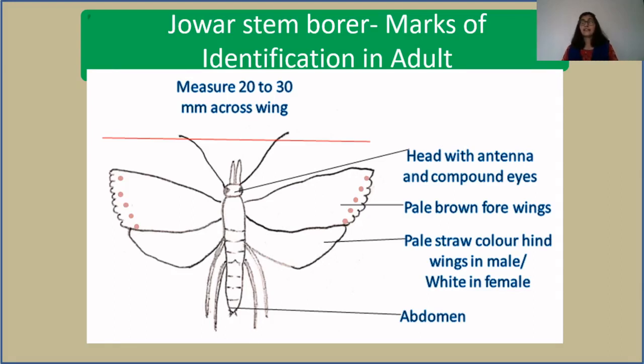Head has antenna and compound eyes. Forewings are pale brown in color with dark brown to black spots towards the margin of the wings. The hind wing is different in male and female. It is straw colored in male and white in female. Abdomen is large.